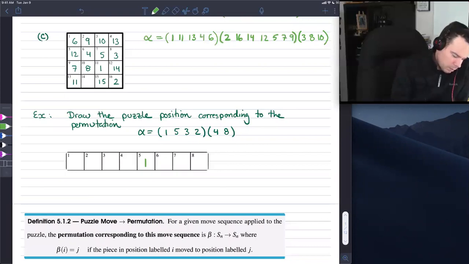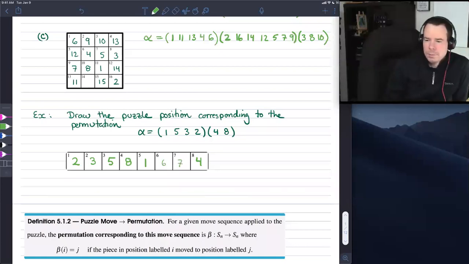2, maybe I'll keep reading it. 1 has gone to box 5. Tile 5 has gone to box 3. Tile 3 has gone to box 2. Tile 2 has gone to box 1. And then the next one. Tile 4 has gone to box 8. Tile 8 has gone to box 4. And so that means 6 and 7 have not been moved.